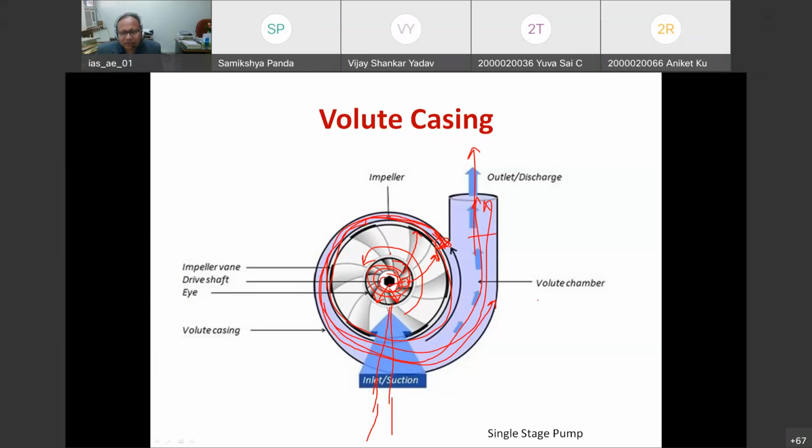So this is the single stage pump, generally the volute type of casing we are using. In a single stage pump there is no interconnection of the impellers, where one impeller will supply water to another impeller and that impeller will supply water to the next impeller. Such a scenario is not there, only one impeller is sufficient to give the desired discharge. Under that condition, we generally prefer the volute casing of the pump.